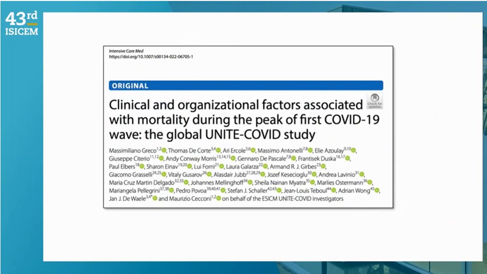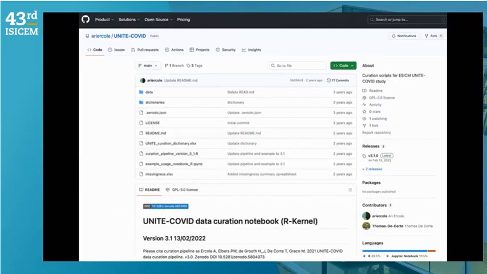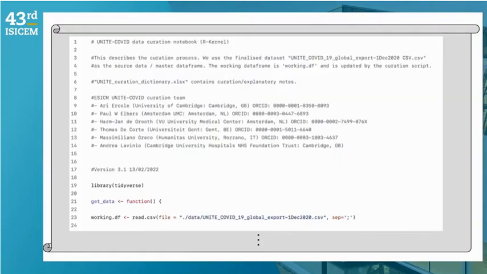But just to give you an idea of what I think is good practice, this is a study, the Unite COVID study, published by ESICM. There's a large data curation process behind this. We collected all this data, and we published the data curation process. It's available on GitHub, so you can all go and look at it and decide whether you think we did the right thing or not, and you can criticise us if you think it was wrong, and we can rerun it with a new data curation pipeline if you think we've done something wrong.